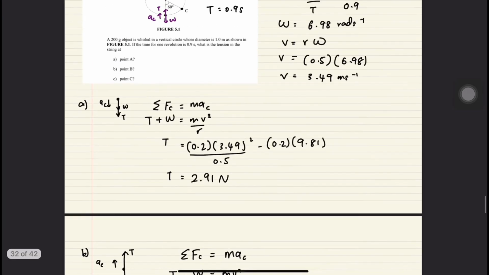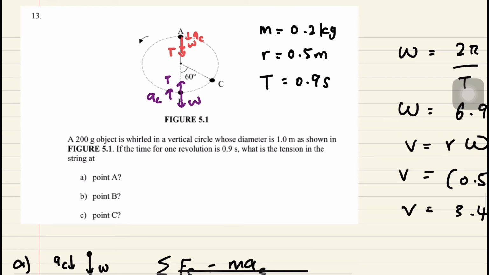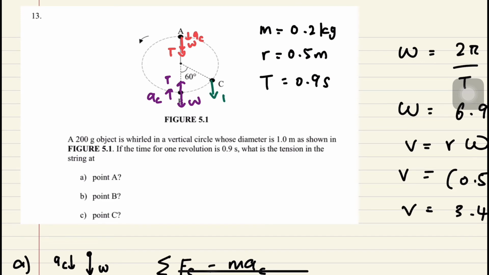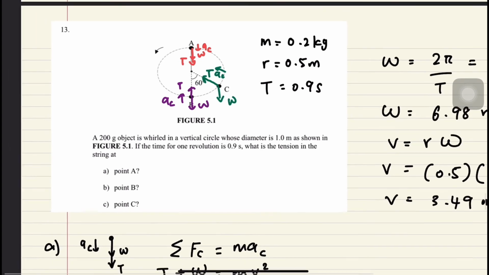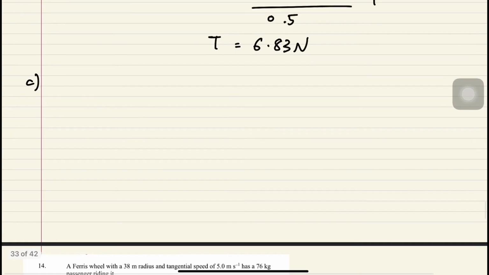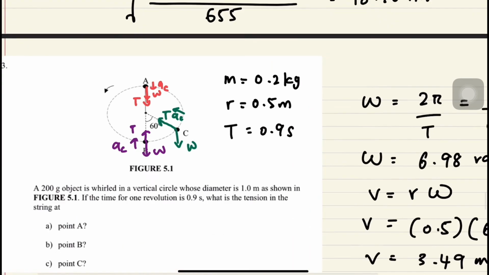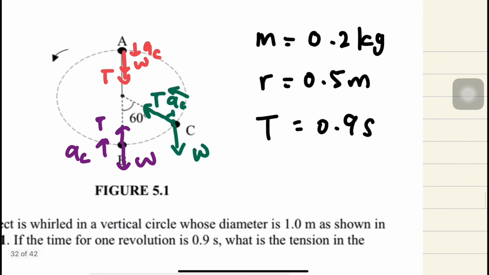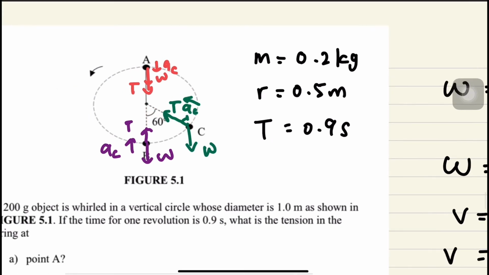And then the last one, C. Okay, so for C, the free body diagram will look something like this. You have weight pointing downwards, tension towards the center, and most importantly, your ac is towards the center as well. Okay, and this is the angle, 60 degrees, so that angle represents over there. Because this one is basically a zigzag angle, so 60 degrees is over there.